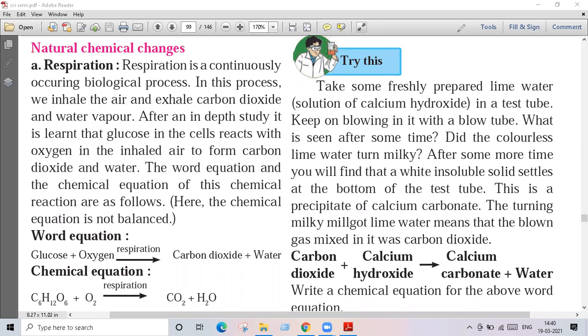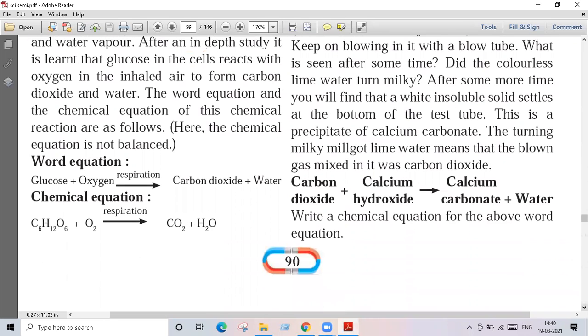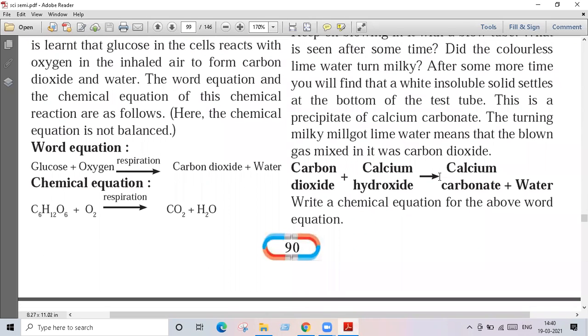No. So this is a chemical reaction, guys. One more example reaction is given to you. Carbon dioxide and calcium hydroxide form calcium carbonate and water. And write a chemical equation.